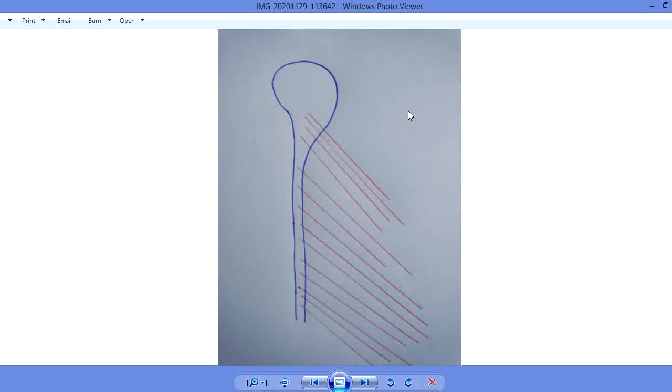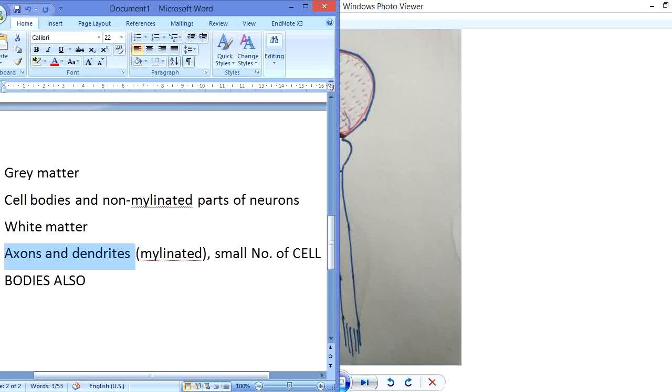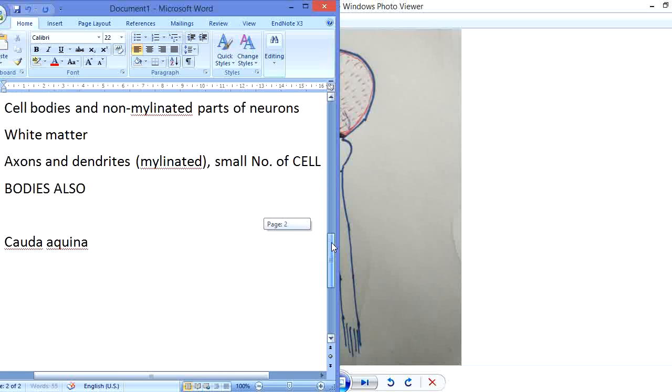I have also made, you can see over here, this is the spinal cord. The last part of the spinal cord I have made somewhat like a tail. The last part of the spinal cord is not called spinal cord. The last part of the spinal cord is called cauda equina.